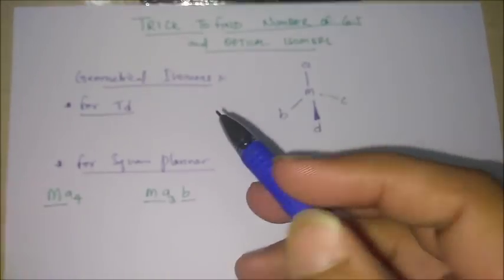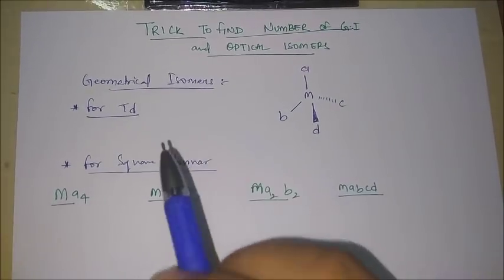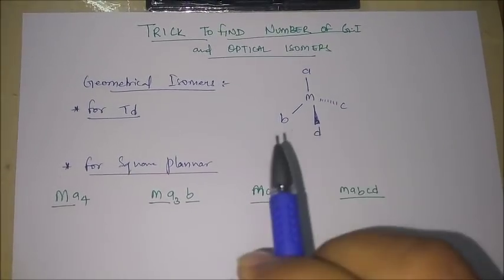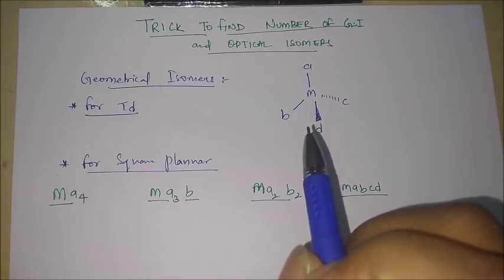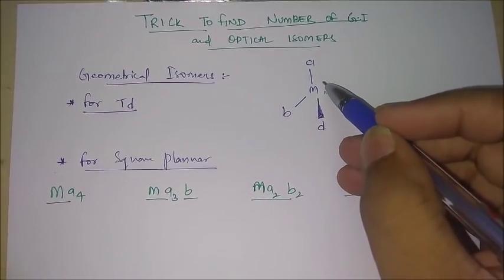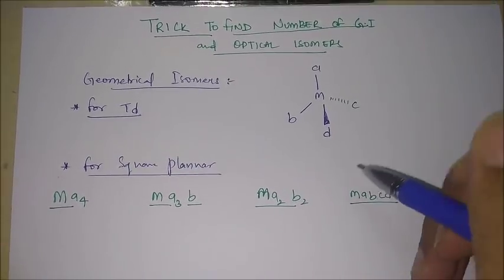So I'll share some tricks with you. I'll not be going into the usual form of solving the questions. I'll just solve them with the help of tricks. First of all, we'll take the example of a tetrahedral complex. For the tetrahedral complex, I have a complex over here where we have a metal, and it is attached to 4 different ligands that are named A, B, C, and D.